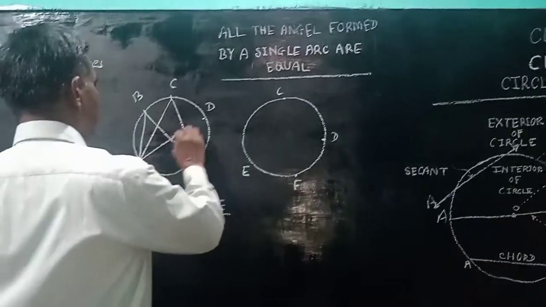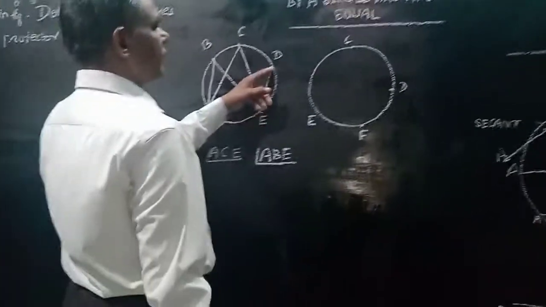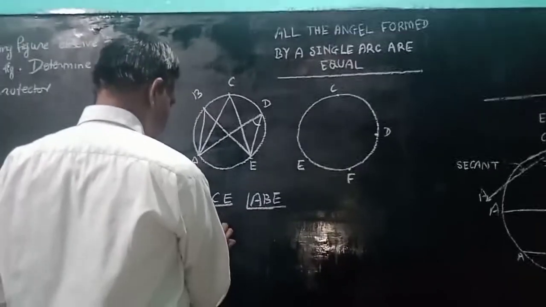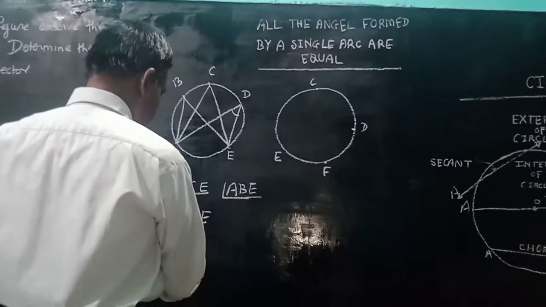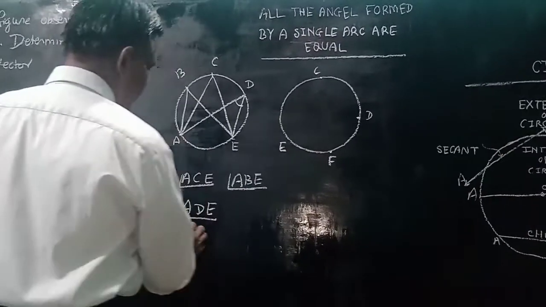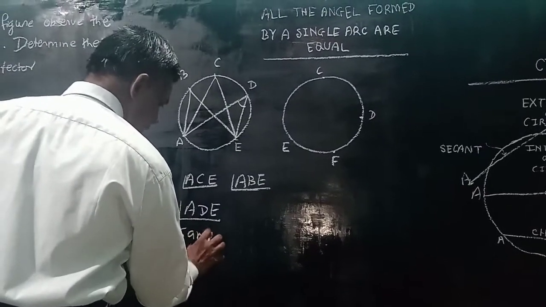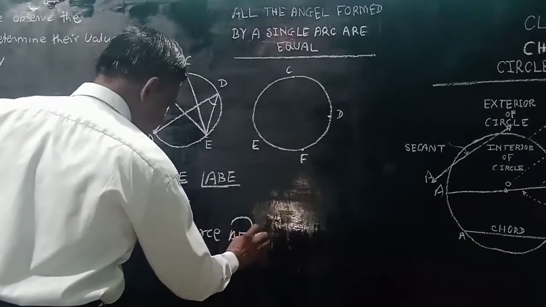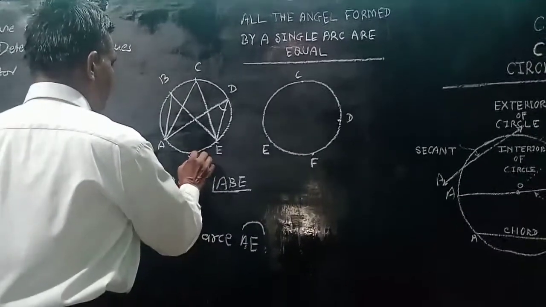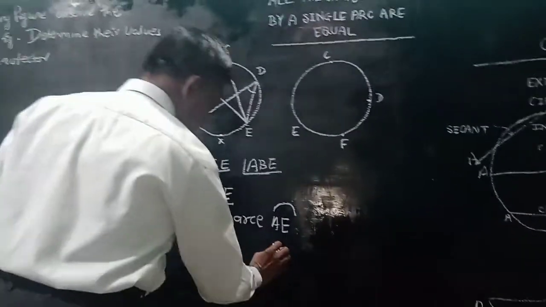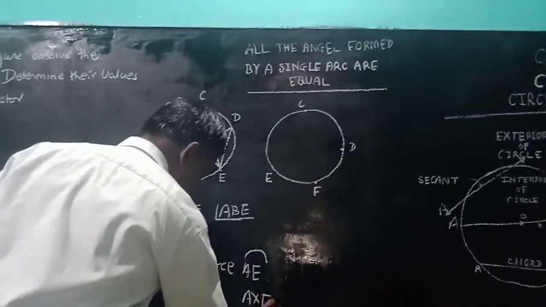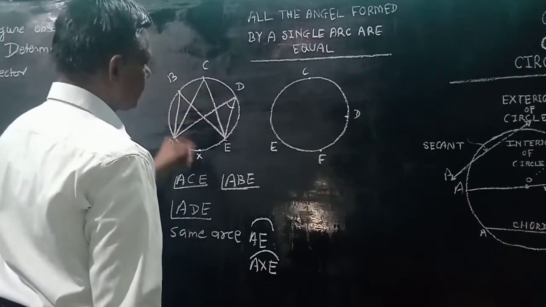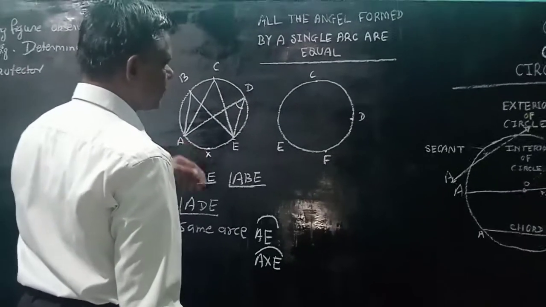And another angle is formed at this point D. So this is angle ADE. But all of these angles are subtended by the same arc, the same arc AE. This arc is denoted by the complete arc, this is X. So this is also known as AXE, because arc AE can be this side or the other side. So you identify the actual type of the arc.